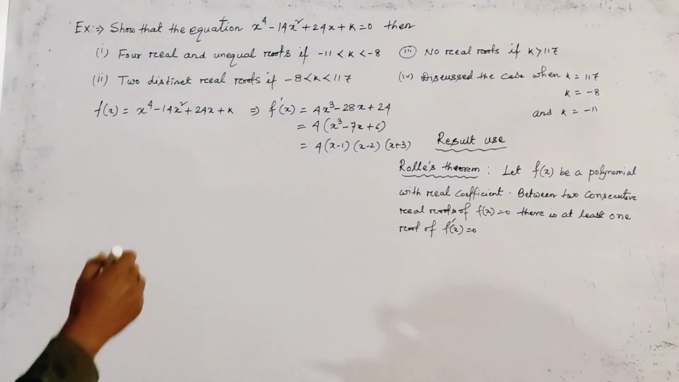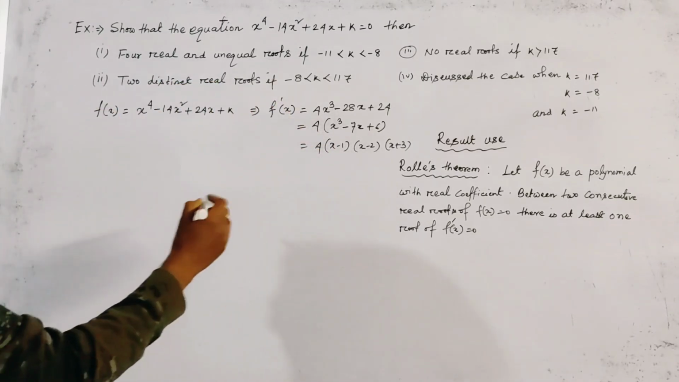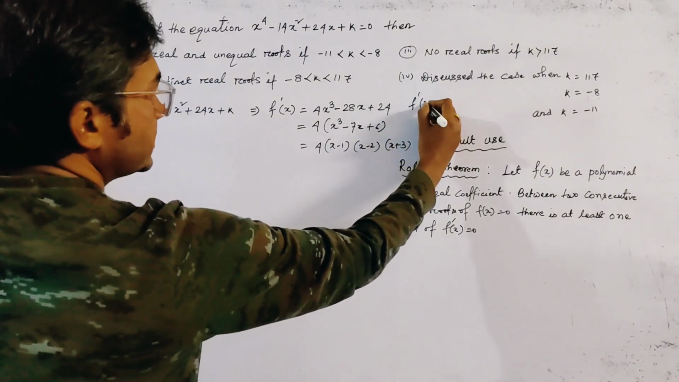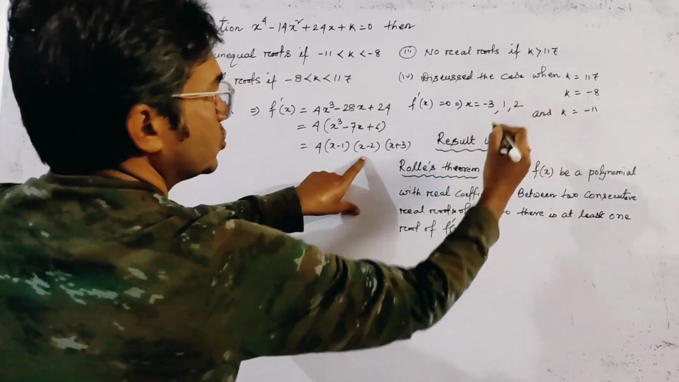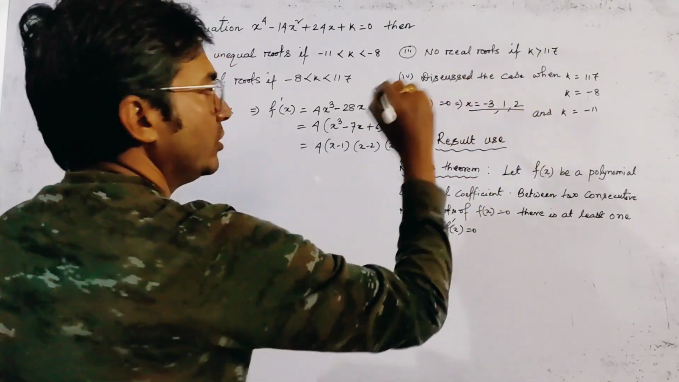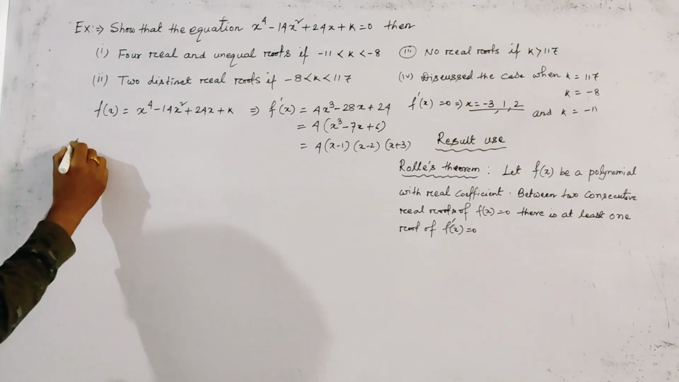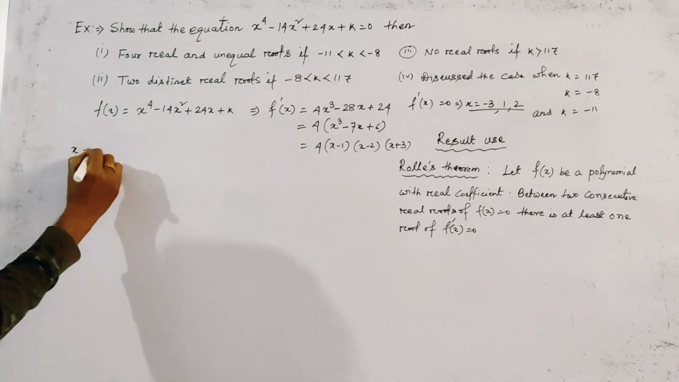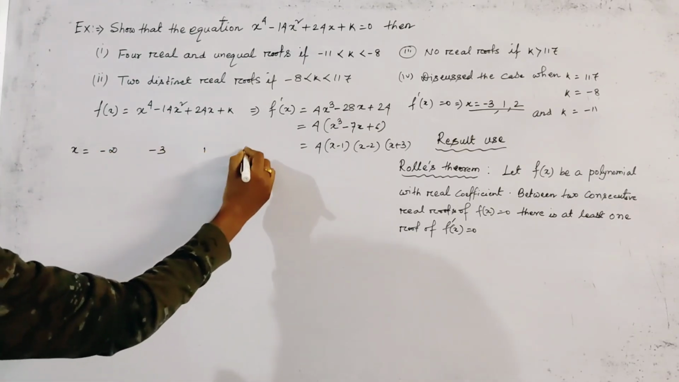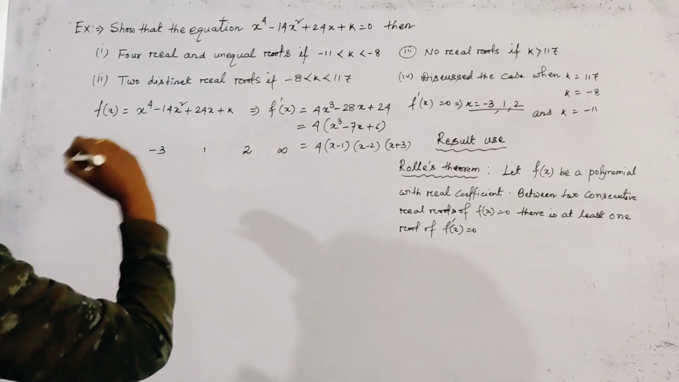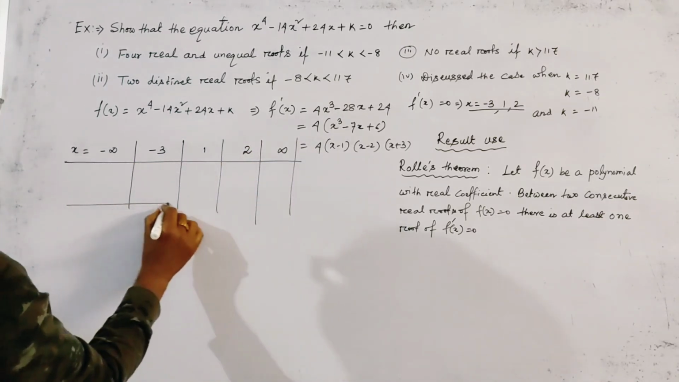The roots of f dash x equal to 0 are x equals minus 3, 1 and 2. We write the roots in increasing order of value. For f dash x, we write x as minus infinity, then minus 3, then 1, then 2, and at last infinity. We divide the line like this to understand easily.